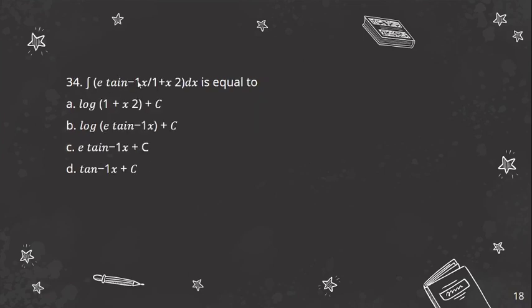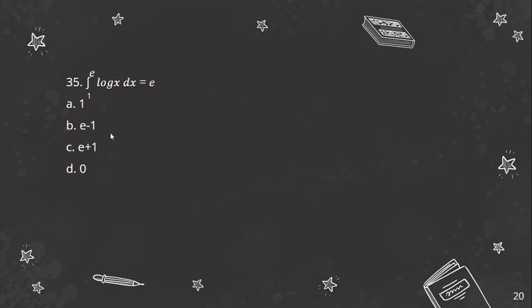Integration of tan inverse x by 1 plus x square, its correct answer is option C. By using this we can find its answer is 1.